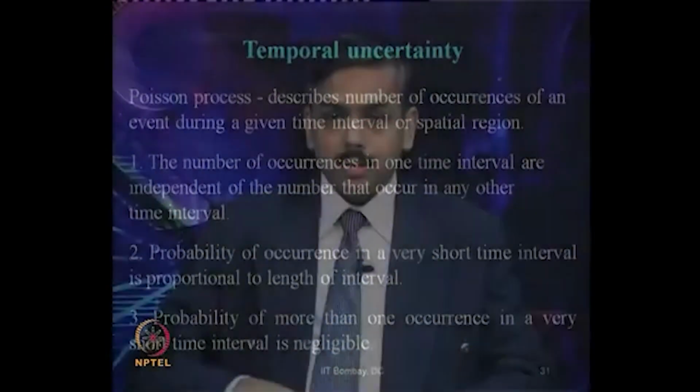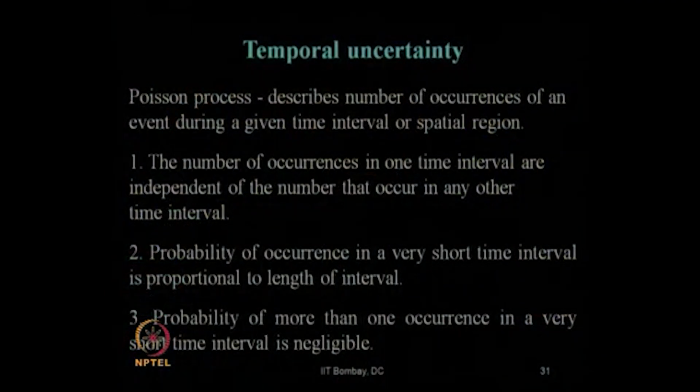Now, let us look at these points of temporal uncertainty. So, what is temporal uncertainty? In the Poisson process of probability distribution, it describes number of occurrences of an event during a given time interval or spatial region. So, what does it mean? The number of occurrences in one time interval are independent of the number that occur in any other time interval, and probability of occurrence in a very short time interval is proportional to the length of the interval.